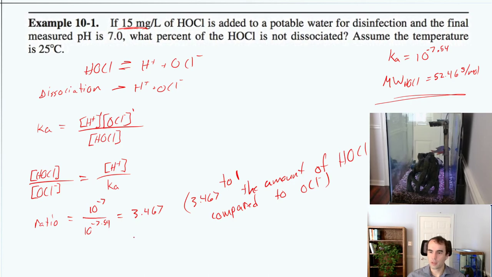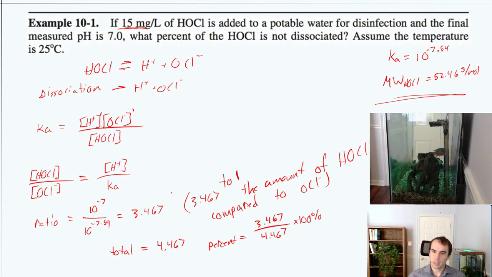Right? And so we could say the total equals 4.467, because that's 1 plus this. And so we could say the percent is going to be equal to 3.467 divided by 4.467 times 100%. And that should give us our answer.